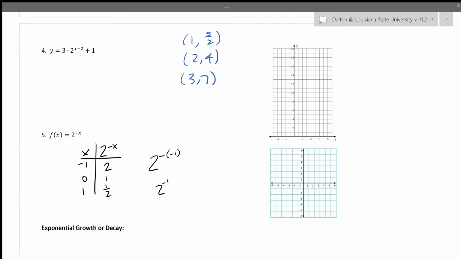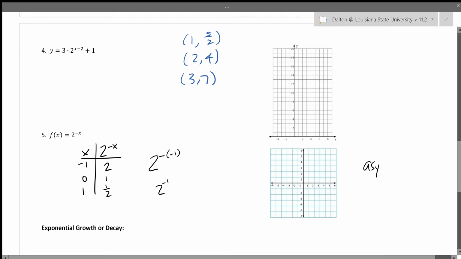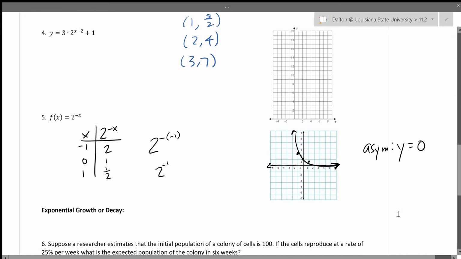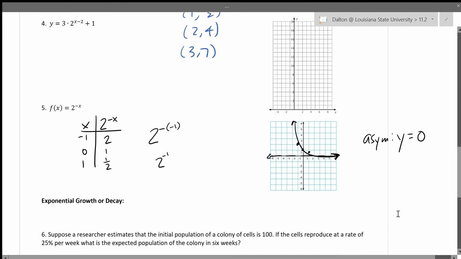There is no k value. So as we said earlier, if your asymptote relies on your k value, then this asymptote is going to be at y equals 0. And then we plot these 3 points, (-1, 2), (0, 1), (1, 1/2). You should get your curve that looks something like this. So that's essentially what's up with the graphs.